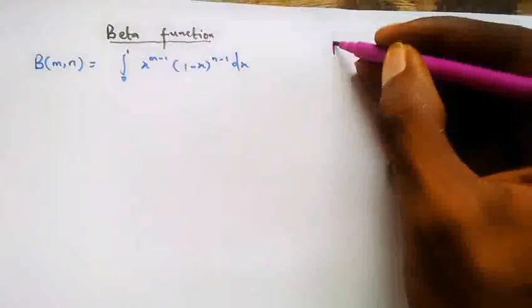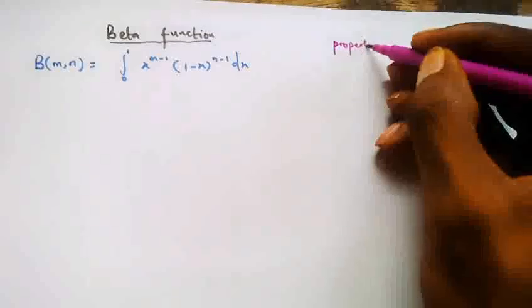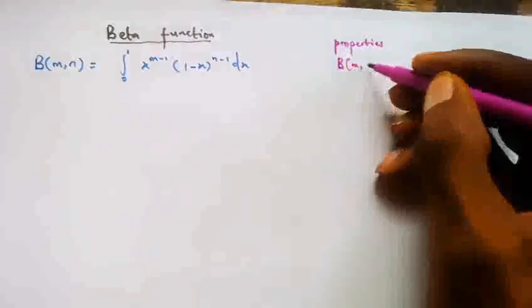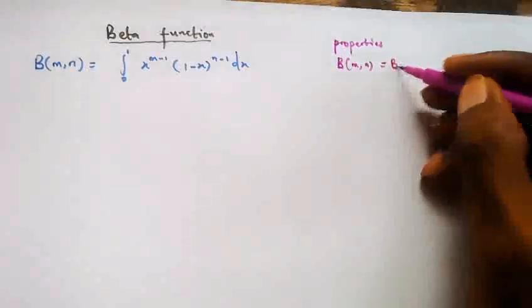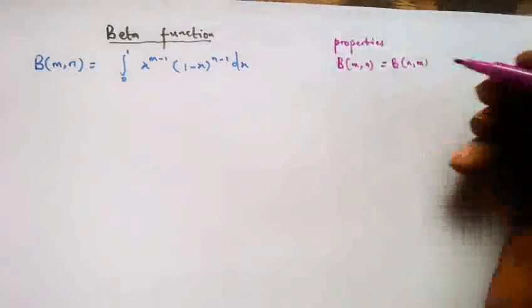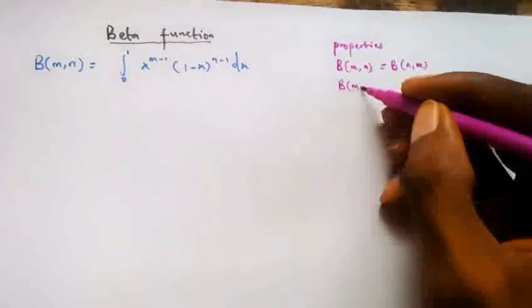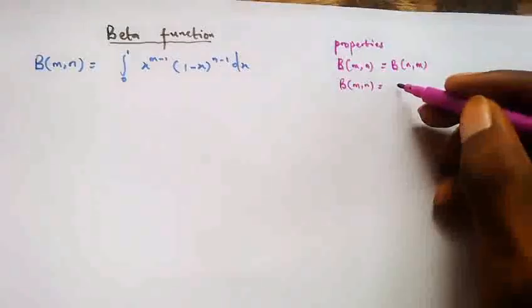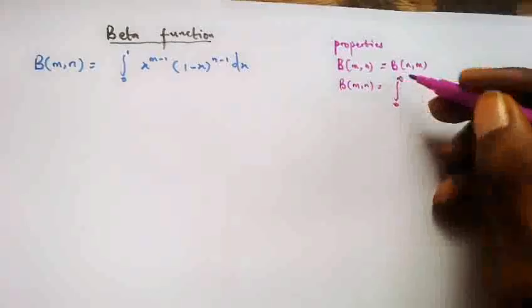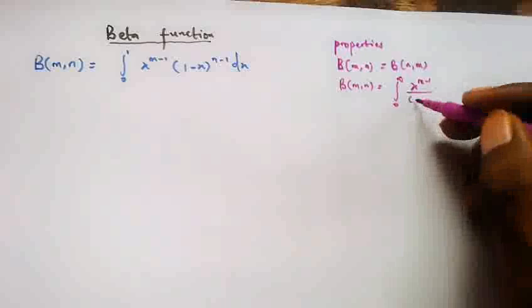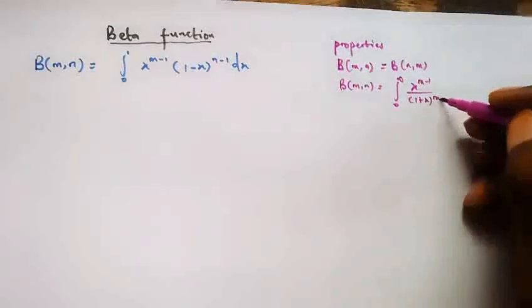So now we have some properties of this beautiful function. We have that nothing changes when we have beta of m, n equal to beta of n, m. We also have that beta of m, n is equal to the integral from 0 to infinity of x raised to power m minus 1 all over 1 plus x raised to power m plus n dx.